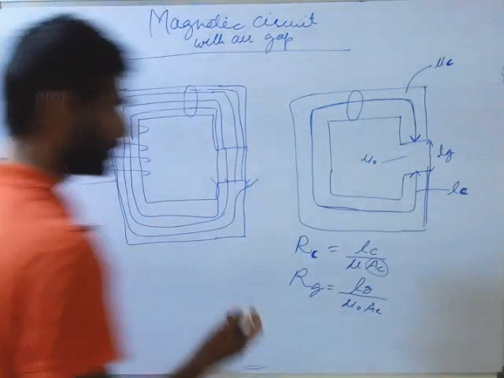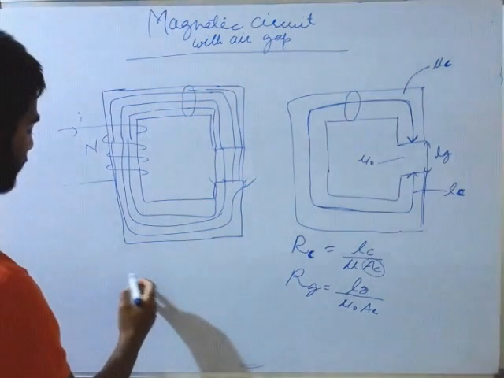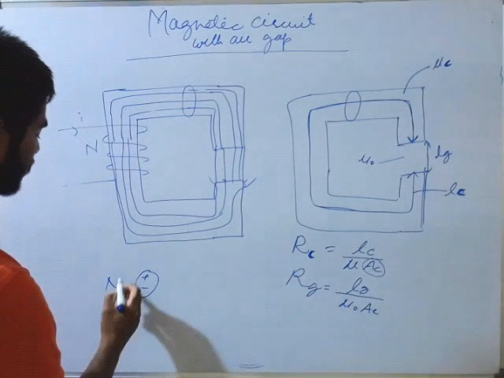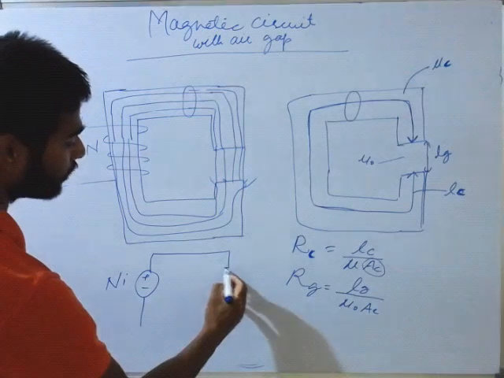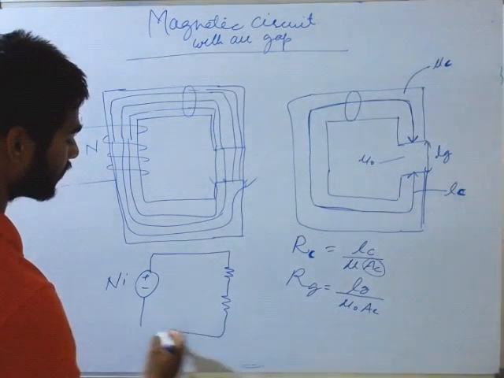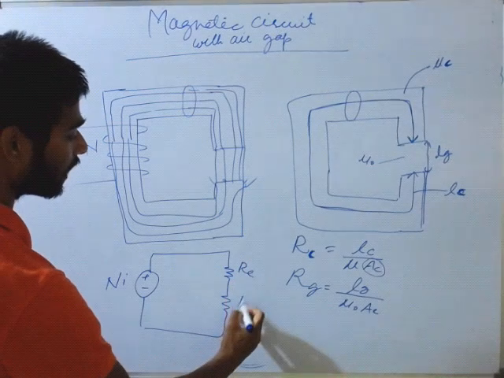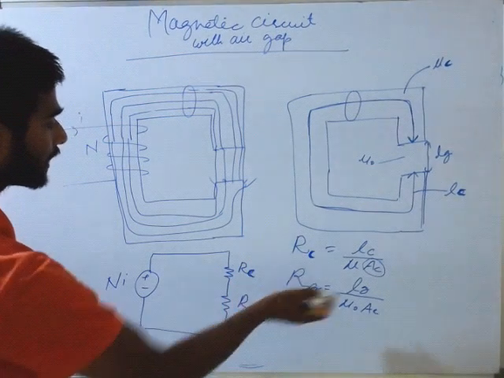Now let us draw the magnetic equivalent circuit. What is it? Driving force. What is the driving force? Plus minus N I, where N is the number of turns and I is the current given. This is the driving force. And here we have two reluctances. They are in series. What are they? Rc and Rg. Rc and Rg we have already calculated.